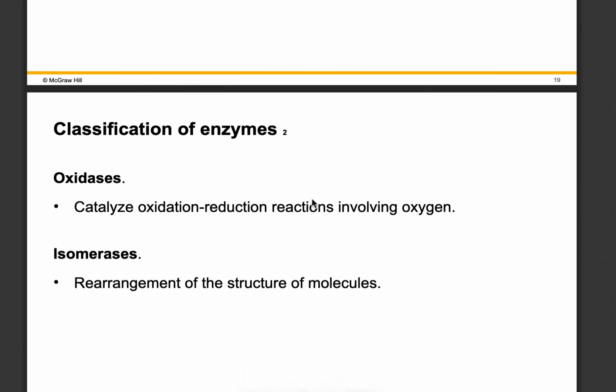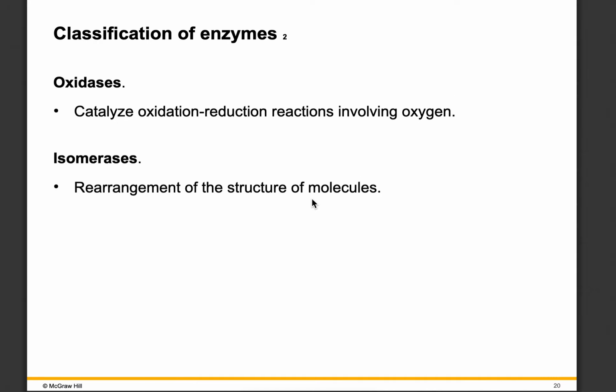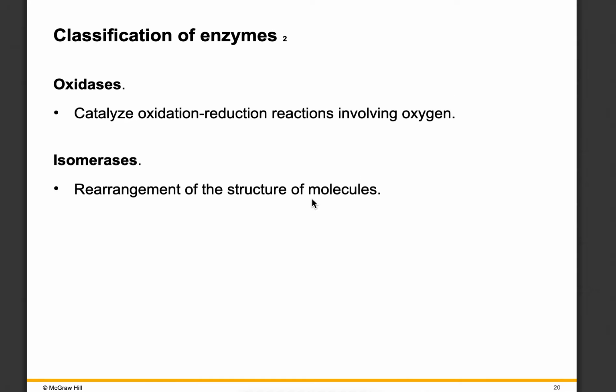So other things to look at is things like oxidase. Oxidases mean you're involving oxygen in that process. Isomerases just simply mean that you're rearranging the structure. So if you see something being called an isomerase, that enzyme is simply taking the structure and rearranging it, putting it in a different order.